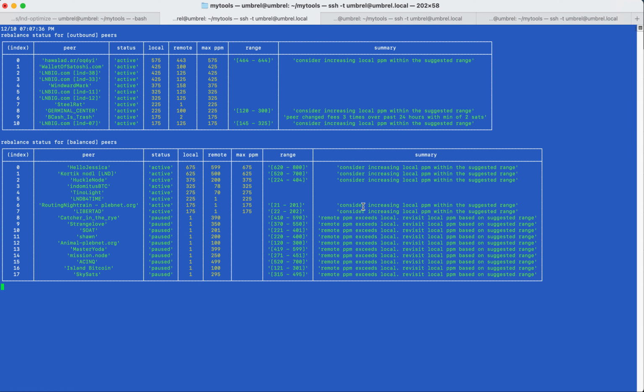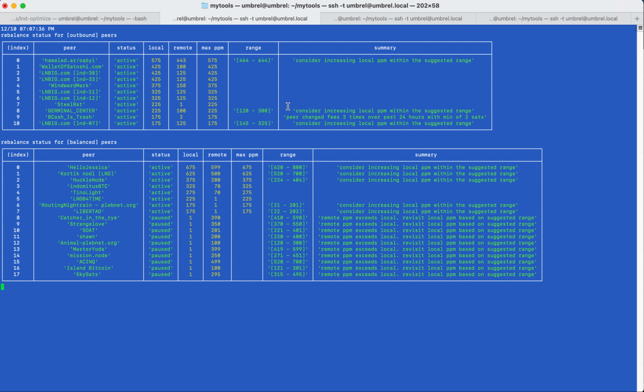So one way is to go ahead and update the fees, the local fees, to say the upper end of the value, for example, 644 on all of them. So that's one way to approach it. That's more of a shotgun approach, right?